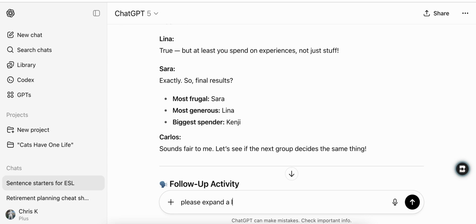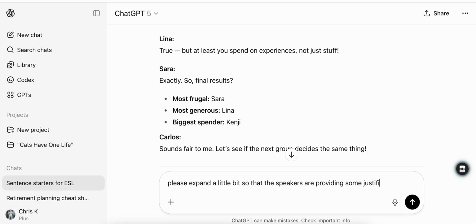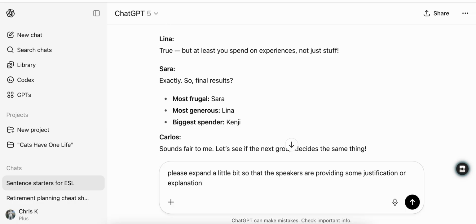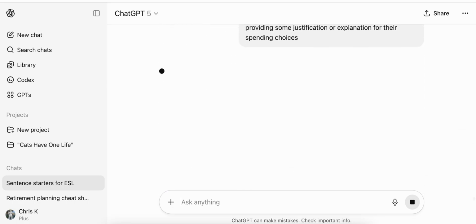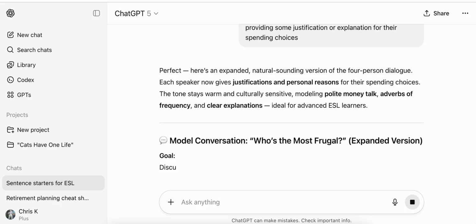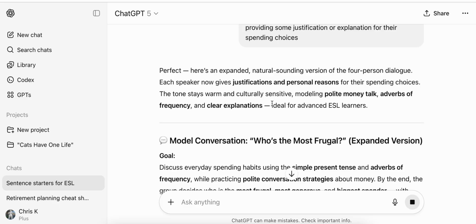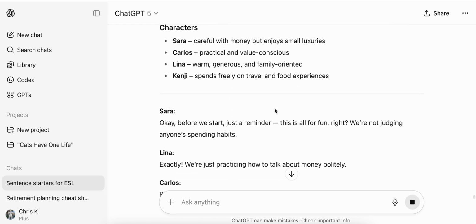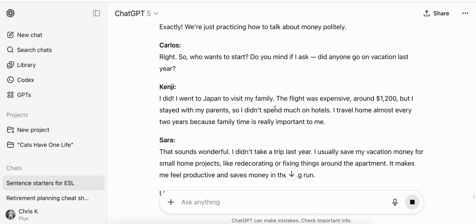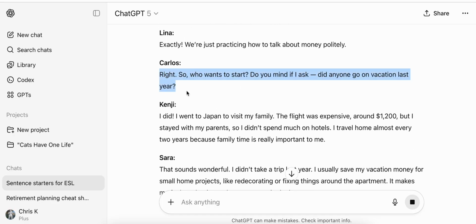Please expand a little bit so that the speakers are providing some justification or explanation for their spending choices. Okay. It's my advanced class, so I wanted the conversations, the models, to be just a little bit richer. Okay, so who wants to start? So this is a great model of how to lead a conversation.